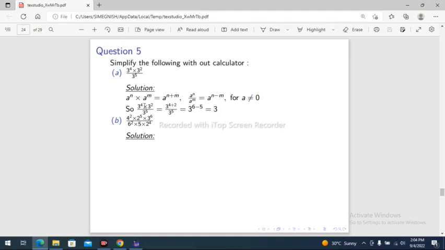So for us, the base is the same, which is 3 to the power of 6 over 3 to the power of 5. Then subtracting again, we have 3 to the power of 6 minus 5, which is 1. So the answer is 3.